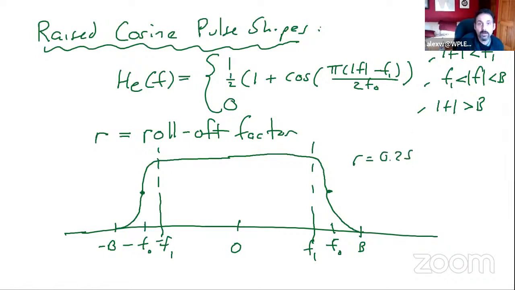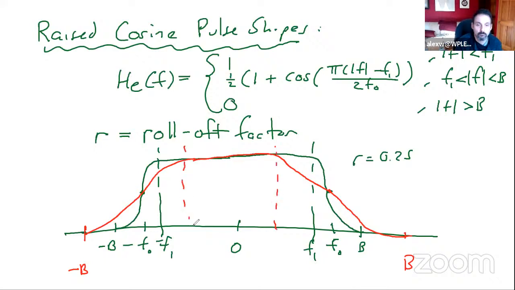I could mess around with that. I could increase the absolute bandwidth and get something that looks like this. Right? So now that's my new absolute bandwidth. F0 stays the same, and F1 changes too. Okay, awesome. And let's say that's R equals 0.75. So I can mess around with these things, right?